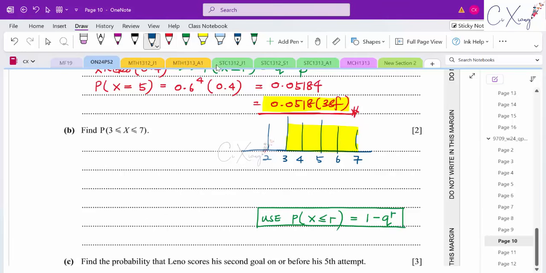Alright, so I come back to the question here because I want to find the probability between 3 and 7. So I can actually write it as x smaller than or equal to 7. If x is smaller than or equal to 7, it includes the whole part here.